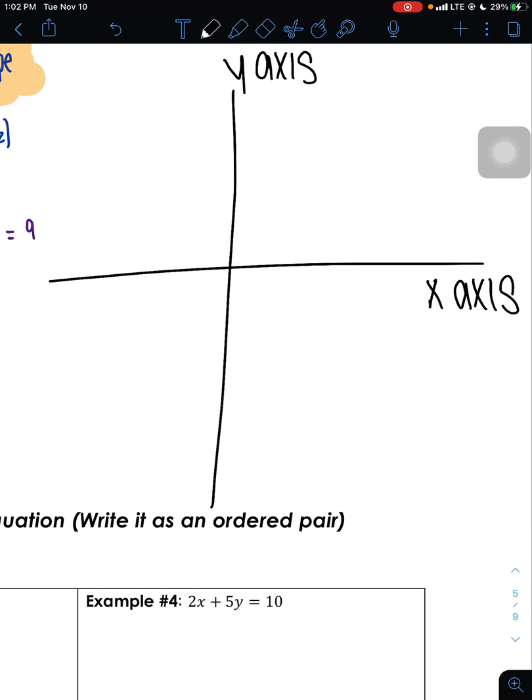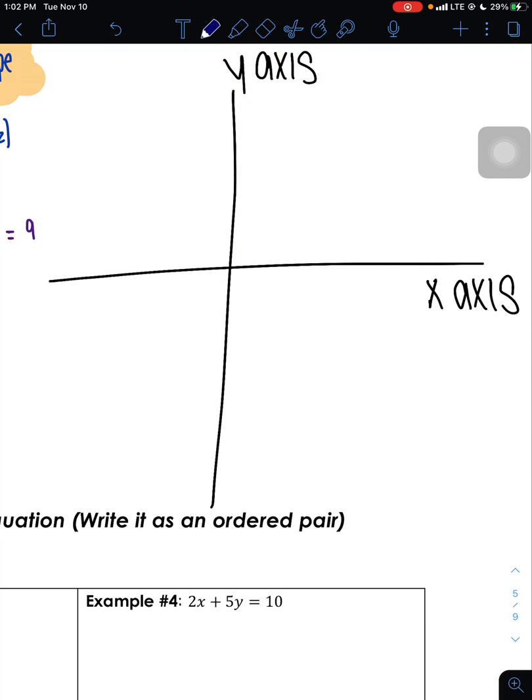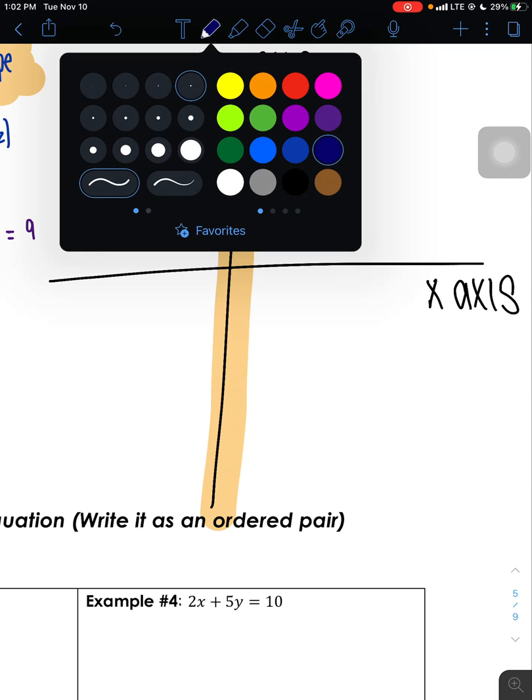Y-intercept. If we think about it, an interception is like when someone... Well, in football, I think it's when the other team takes the ball. But for our case, it's when it crosses over. So when it crosses this line, which I'm going to highlight orange, it's a y-intercept, okay?